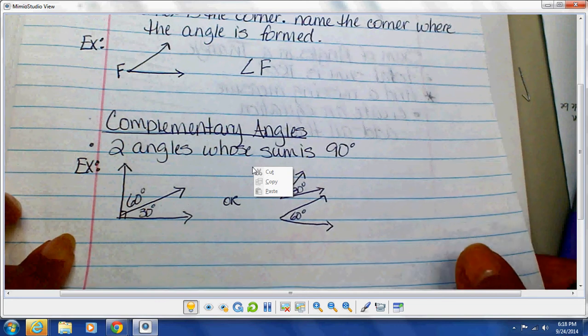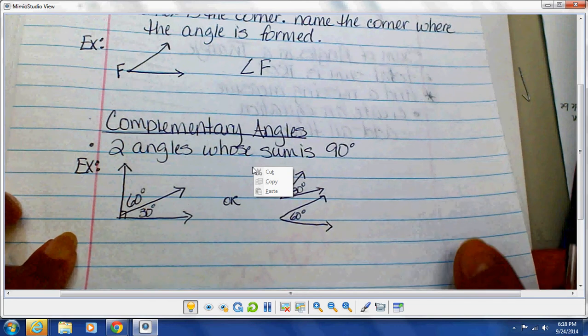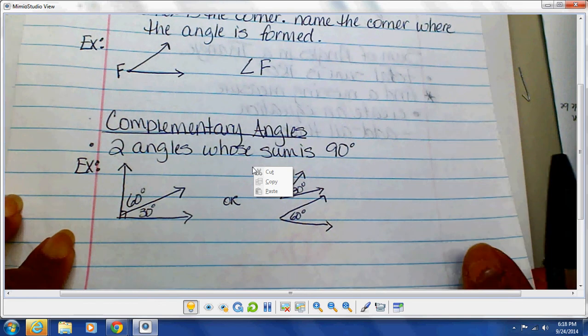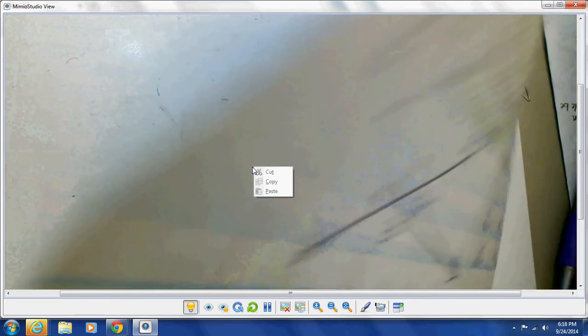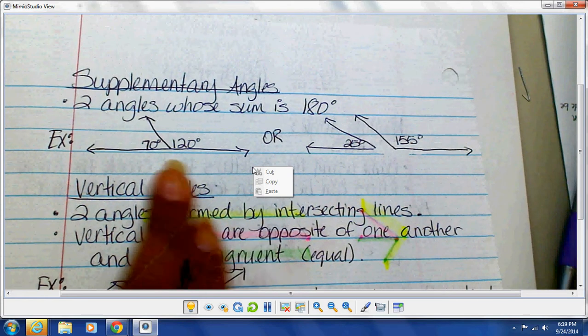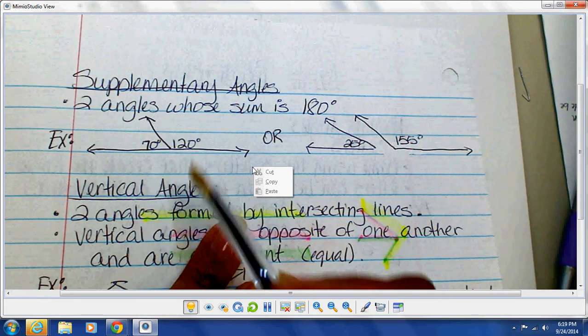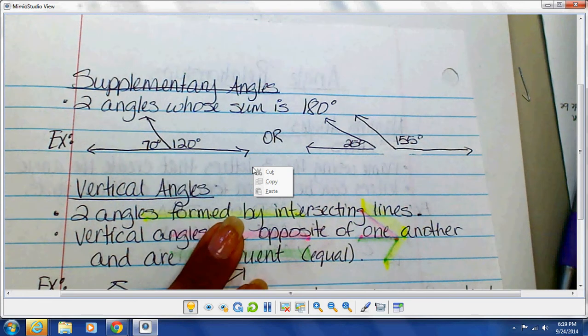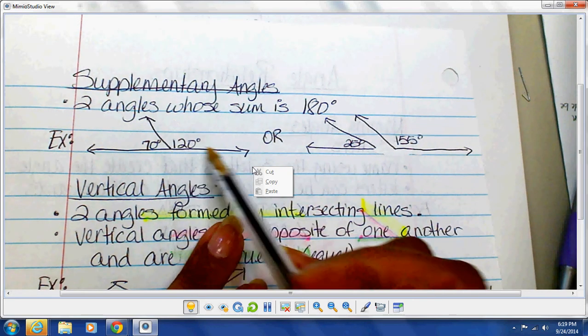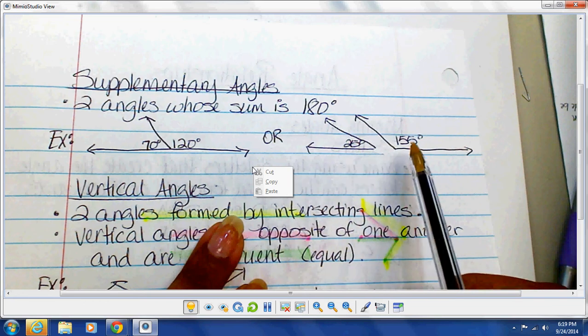Okay, the next type of angle that we have, and if you need to pause the video to finish writing, please do so. The next type of angles that we have are supplementary angles. And supplementary angles are two angles whose sum is 180 degrees. So they also may be embedded or they may be just single angles.